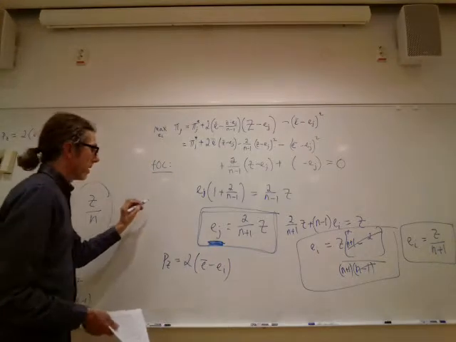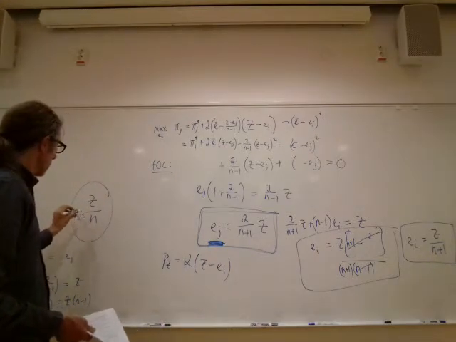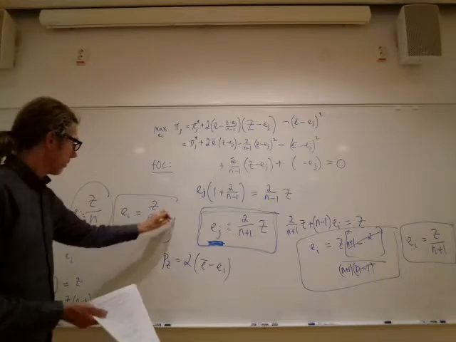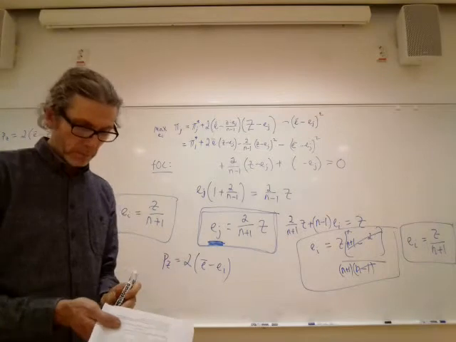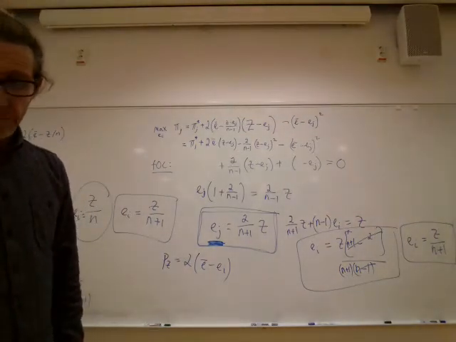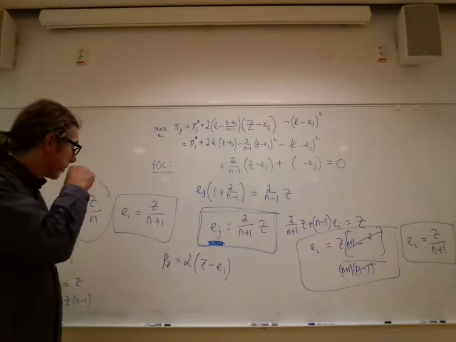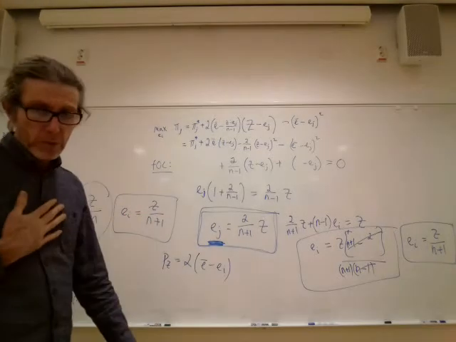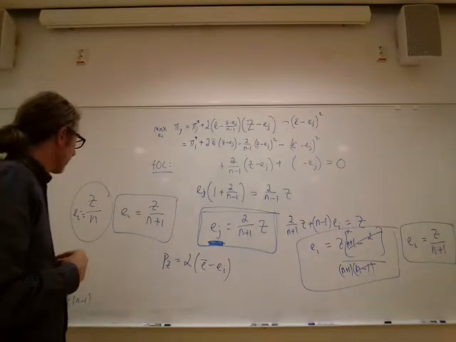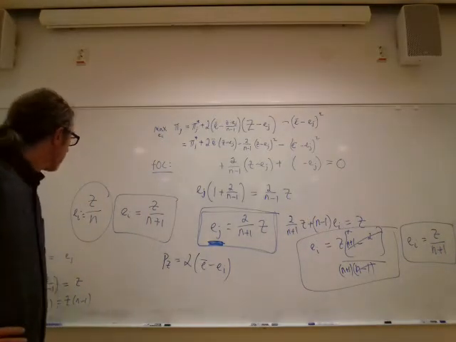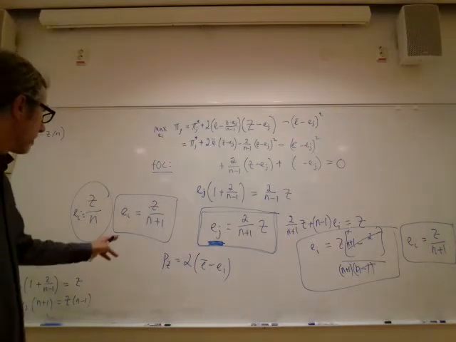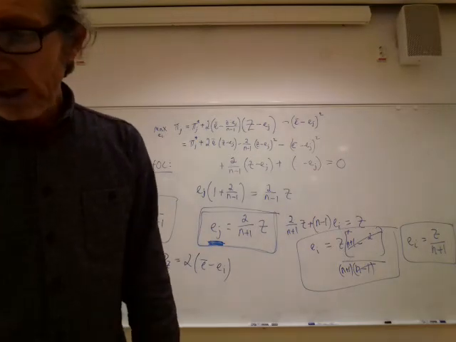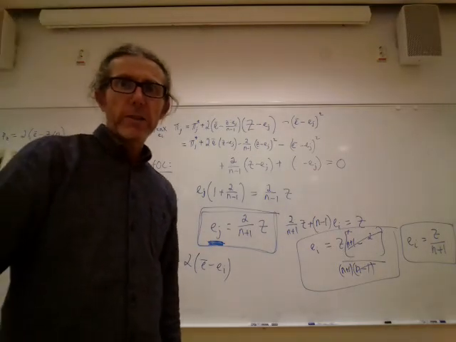So instead of Z over N, we get EI is Z over N plus 1. Kind of cool. So when n is large, there's no real difference in the permit price. Yeah, sorry, the permit price we get by sticking this in there. When n is large, there's no big difference. But when n is small, it makes a big difference, because the monopolist can really exercise some power.